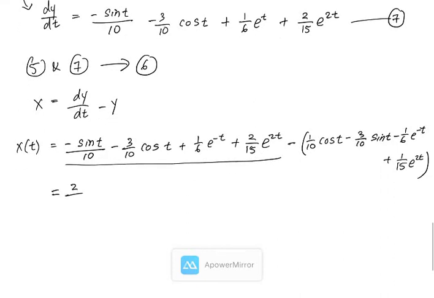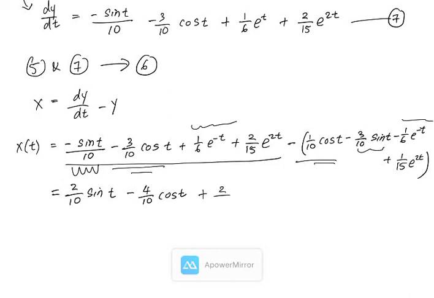Okay, this is equivalent to this one, 2 over 10 sin t minus 4 over 10 cos t. Because this one we can simplify. Okay, it's the sine and also the sine here. So for this one we have the cos, also cos. We left negative 4 over 10 cos t. And then for the e to the t, we saw this one, so we have plus 2 over 6 e to the negative t. And then for the e to the 2t, we have 2 over 15 minus 1 over 15, we have plus 1 over 15 e to the 2t.